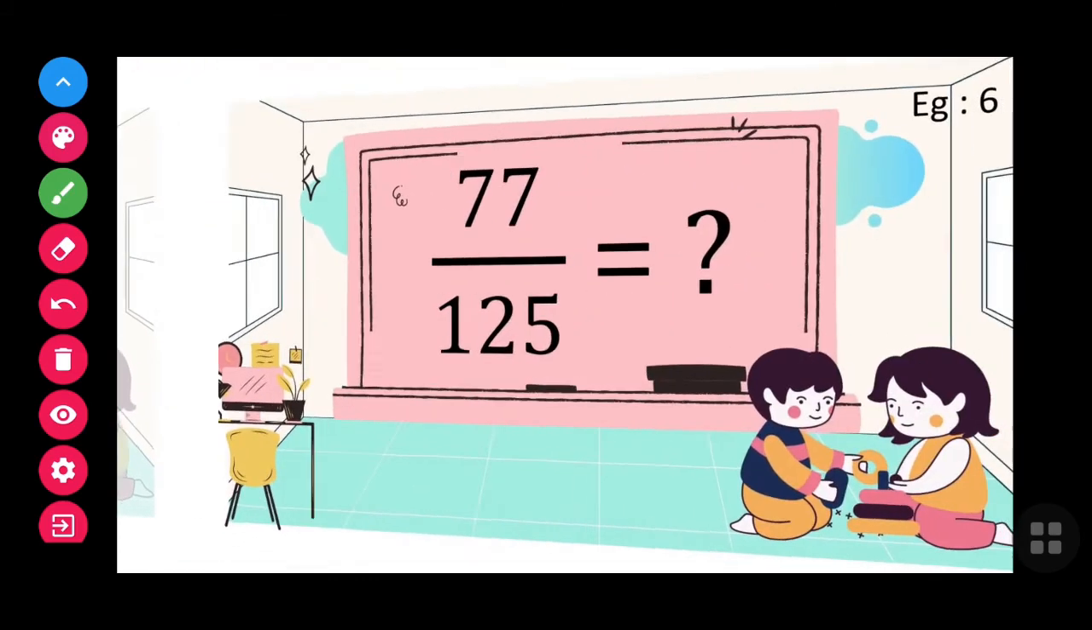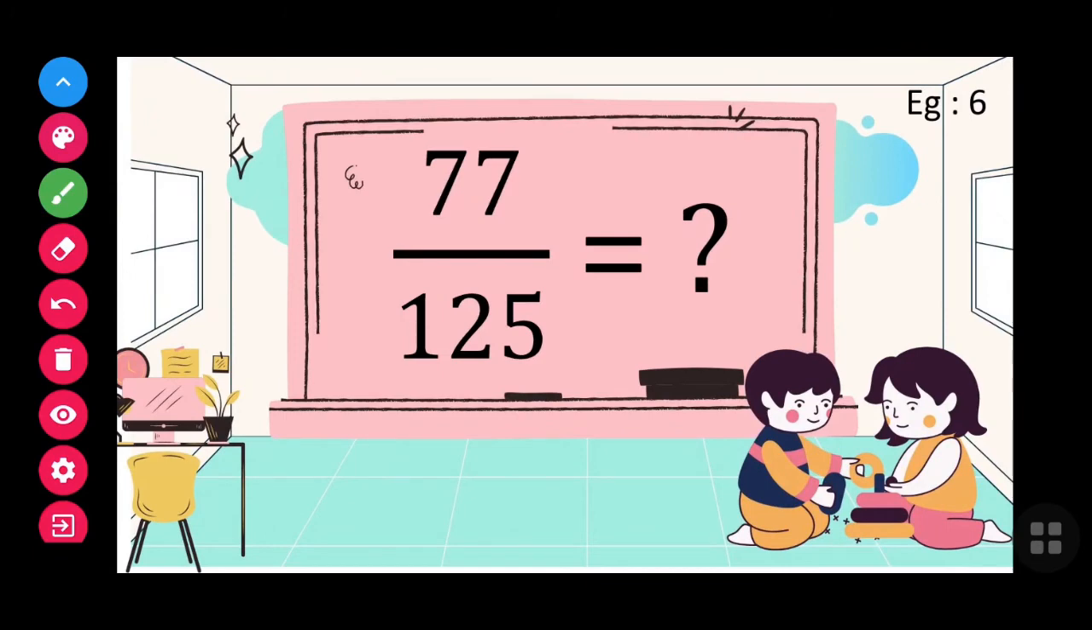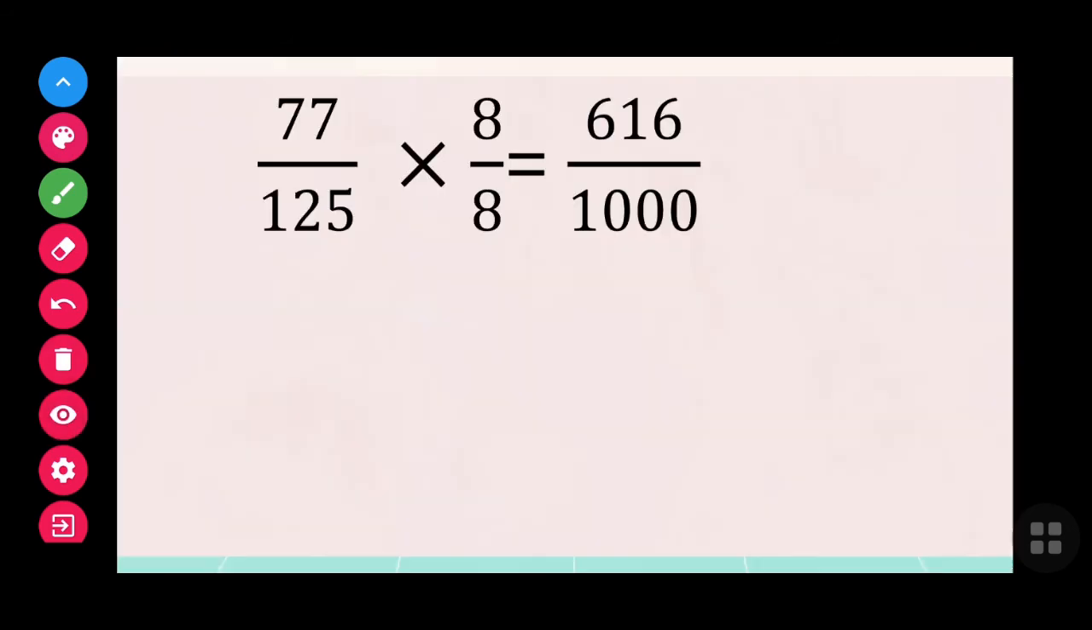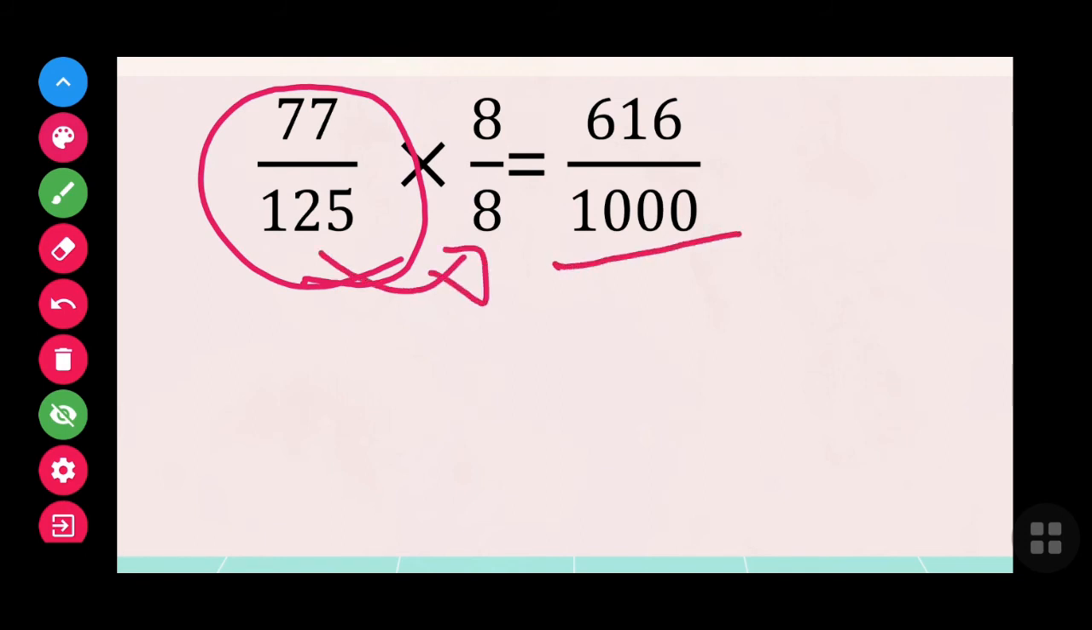Now this girl has sought help from another boy to find the answer for 77 over 125. Here also we find that 125 is not a power of 10, but still this can be made a power of 10 easily by multiplying it by 8. Now we create an equivalent fraction. 125 times 8 is 1000, that is a power of 10, and 77 times 8 is 616.